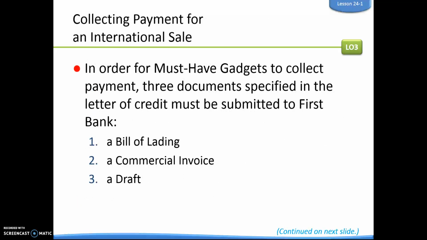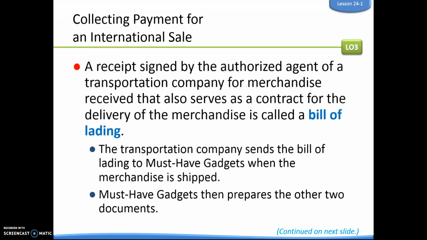So, in order for Must Have Gadgets to get their payment, there are three documents that are specified in their letter of credit that have to be created and submitted to their bank, the First Bank of Plano, Texas. So, one is a bill of lading, a commercial invoice, and then a draft. So, we're going to talk about each one of those.